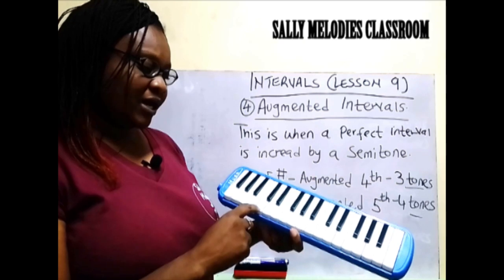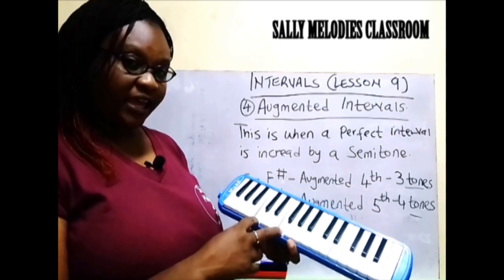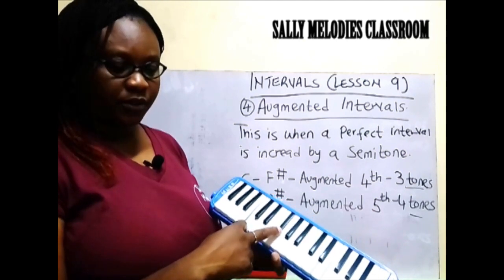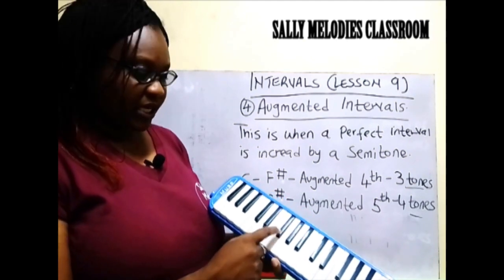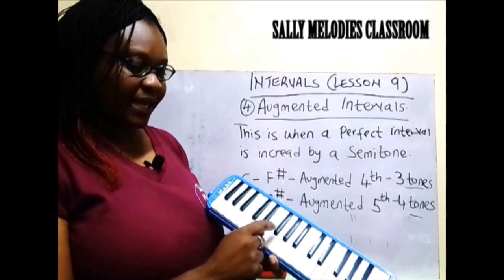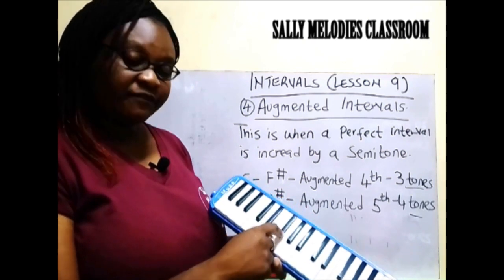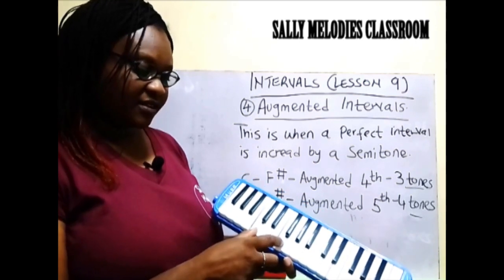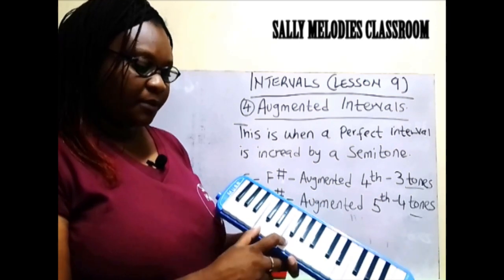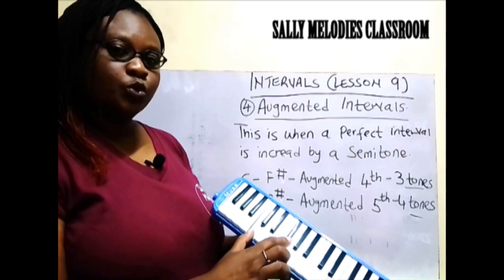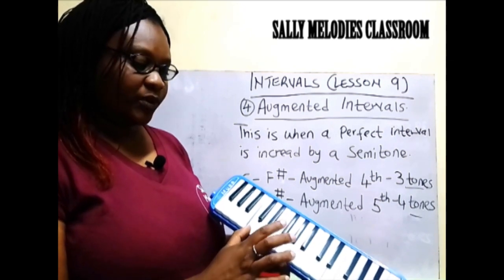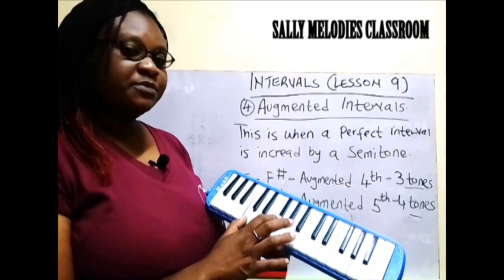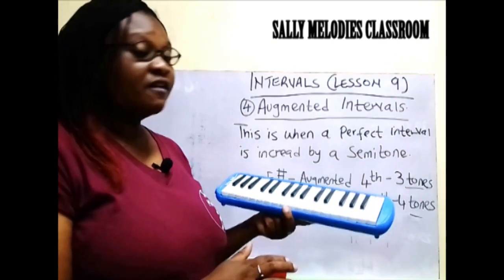But when we are talking about an augmented interval or an augmented fourth, something must be done. We are no longer moving from C to F. We are moving from C to F sharp. So this is F sharp. The distance has increased by a semitone or half a tone. That is what we mean. It is a fourth or a perfect fourth. But when we come up here to F sharp, it becomes an augmented fourth.